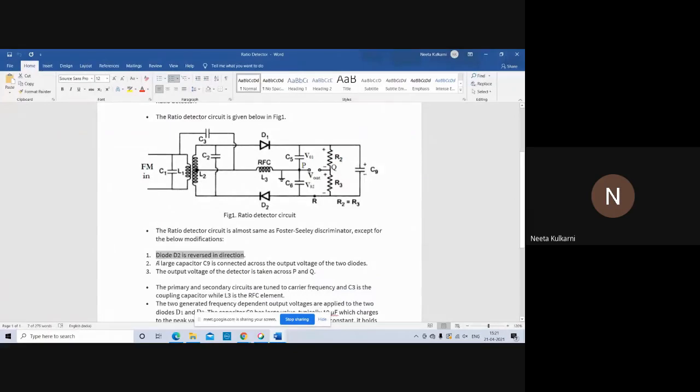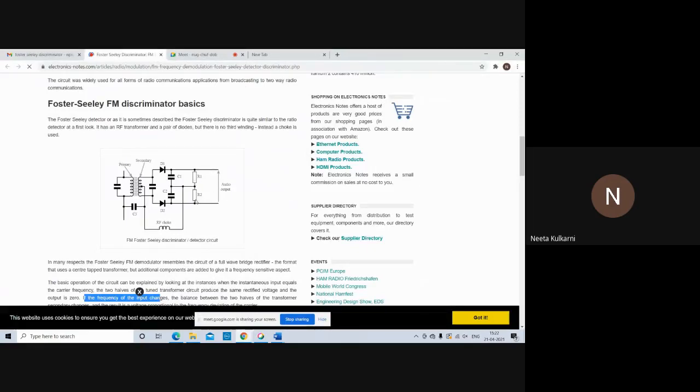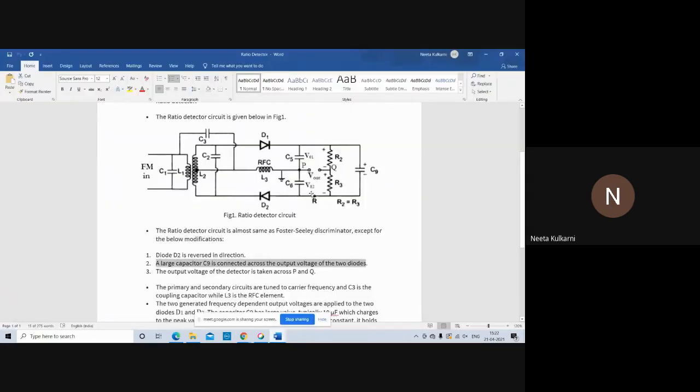Then second change is a large capacitor C9 is connected across the output voltage of the two diodes. जे काही हे फायनल आउटपुट आहे or after this R2 and R3. So if you compare this diagram, इथं R1 R2 च्या अक्रॉस आपल्याला आउटपुट मिळतंय, पण ह्या रेशो डिटेक्टर मध्ये काय आहे की इथं C9 C5 C6 R1 R2 याच्यामध्ये 2 पॉइंट घेतलेले आहेत P आणि Q, आणि ह्या P आणि Q च्या आउटपुटला आपल्याला फायनल आउटपुट मिळतंय.